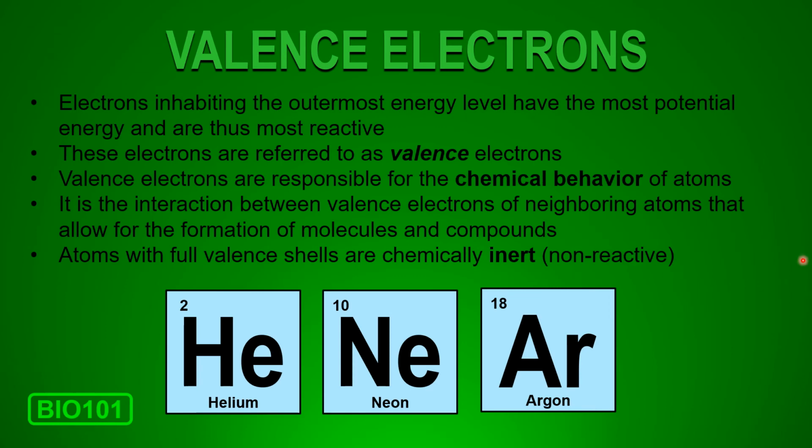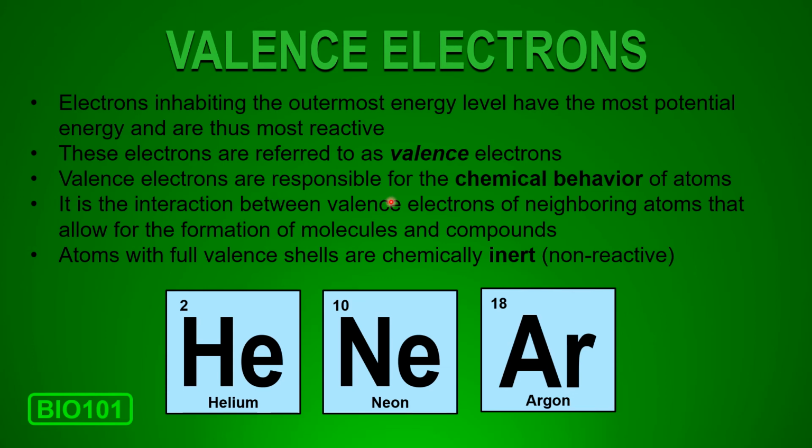Valence electrons, you heard this term before in the first part. Valence electrons are those electrons which have the greatest potential energy. Electrons inhabiting the outermost energy level have the most potential energy and are most reactive. So with that atom I used as an example with its 11 electrons, you have 2 in K, you have 8 in L. Those are extremely stable, but you have that one circling around in M. That is most reactive. That electron has the most potential energy, and is referred to as a valence electron.